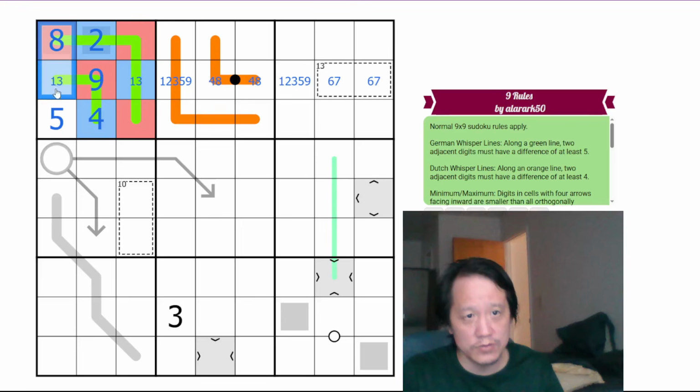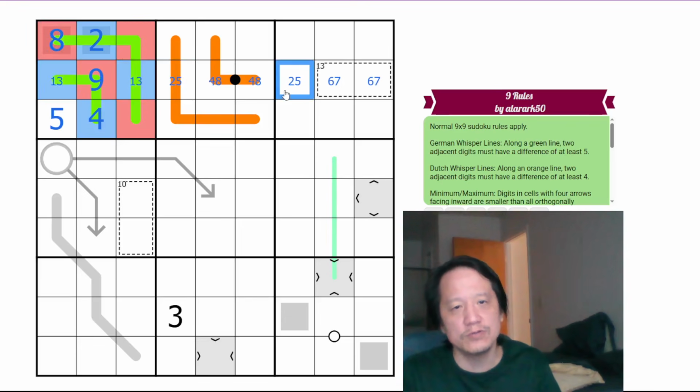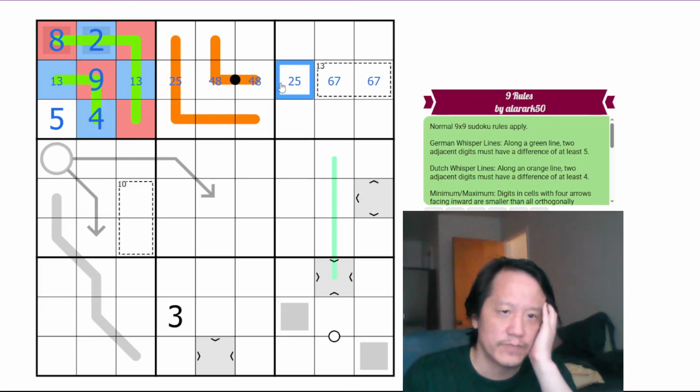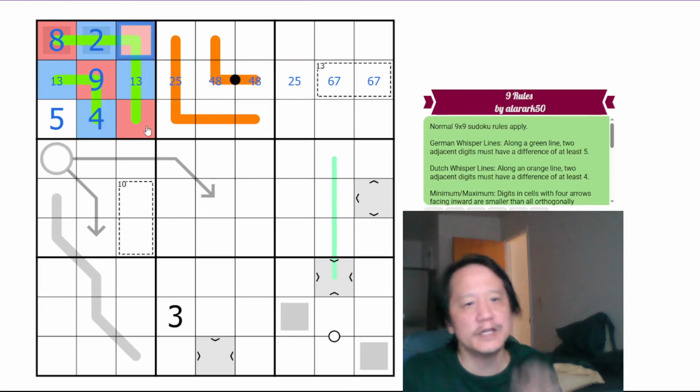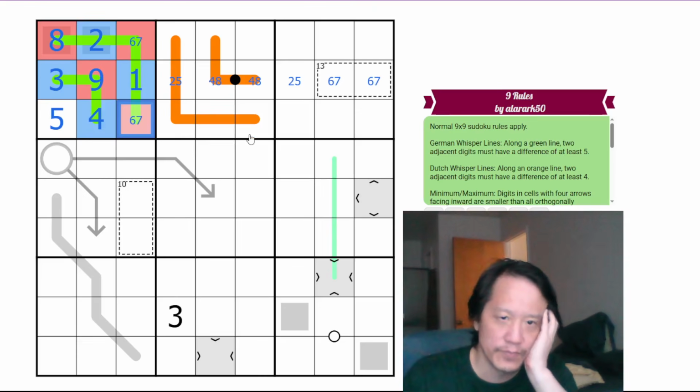And it's low. That eliminates 1, 3, and 9 in the rest of the row, so this becomes a 2, 5 pair. Remaining digits here have to be 6 and 7. Well, what digits can they be next to on a Whisper 5 line? Because we have 9 here and 8 here. 6 and 7 cannot be next to the 3, so this can't be 3, which makes this 1, which makes that 3. So then this becomes a 6, 7 pair here.